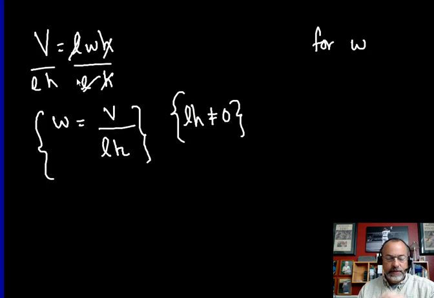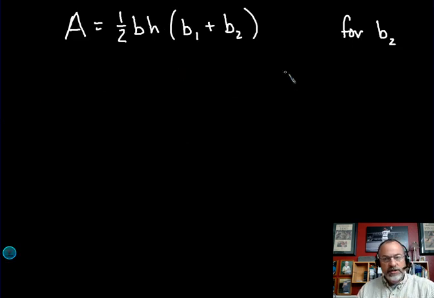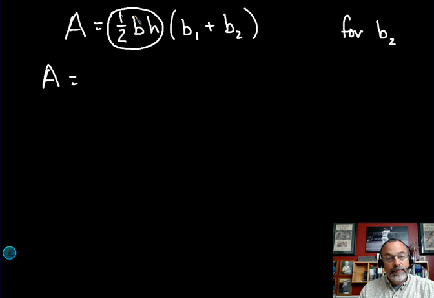Okay, next example. We're going to solve for b sub 2. b sub 2 is in parentheses, so we're going to follow our steps. First step is to distribute and simplify. So I have this whole thing here. This is all one term. I'm going to distribute. So 1/2.